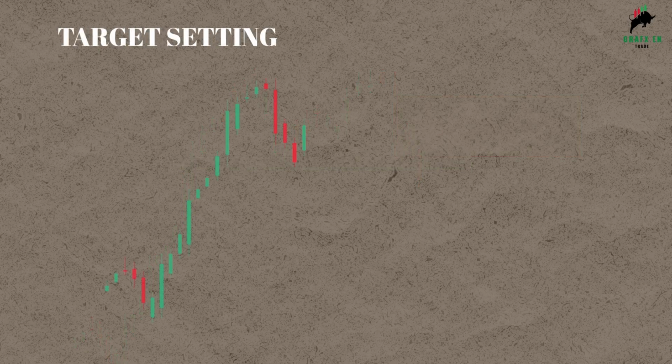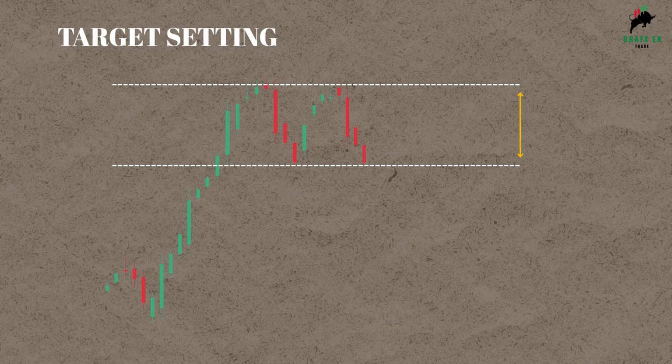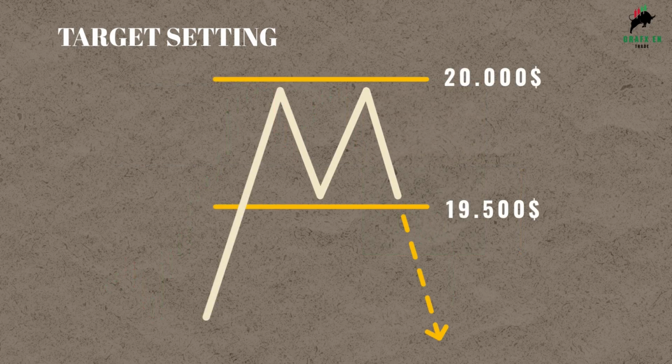How do we set a target price? In a double top, measure the distance between the peak and the neckline. That difference projects the potential downward move after the neckline breaks. For example, if the first peak is at $20,000 and the neckline at $19,500, the difference is $500. If price breaks the neckline, you'd expect it to fall about $500 lower, towards $19,000.